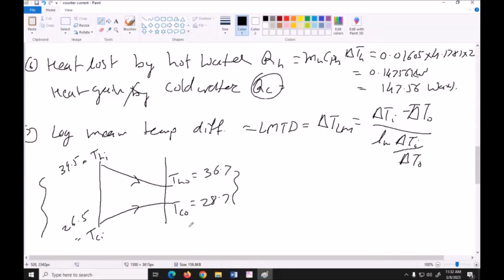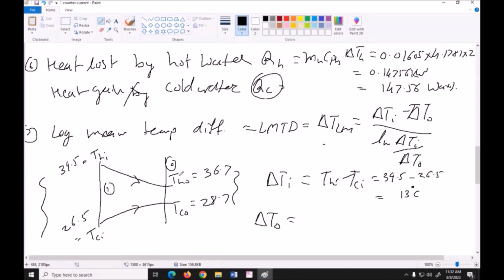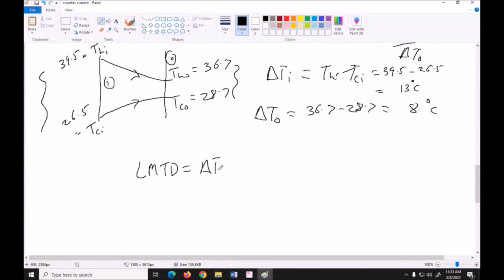So what is the difference here and what is the difference here? Delta Ti, this is the inlet, and here it is an outlet. So delta Ti is THI minus TCI. Don't memorize this formula, just remember here: 10 degrees, so maximum temperature difference. And delta To, 36.7 minus 28.7 is equal to 8 degrees centigrade. So LMTD, delta TLM is equal to 13 minus 8 divided by ln 13 by 8 is equal to 10.2984.